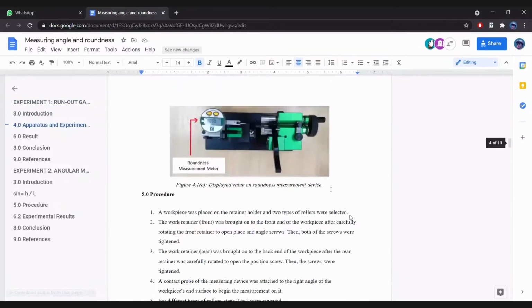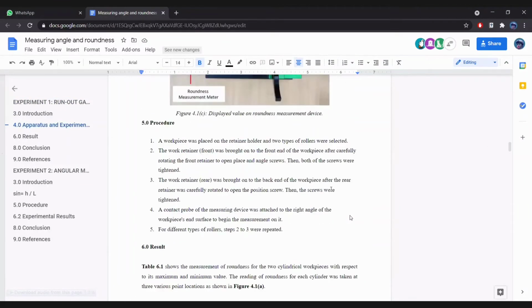For the procedure of this experiment, we start by placing the workpiece on the retainer holder, and two types of rollers are selected. Then the front work retainer was brought onto the front end of the workpiece after carefully rotating the front retainer to open the position and angle screws. Then both of the screws were tightened. Next, the rear work retainer was brought onto the back end of the workpiece after the rear retainer was carefully rotated to open the position screw.